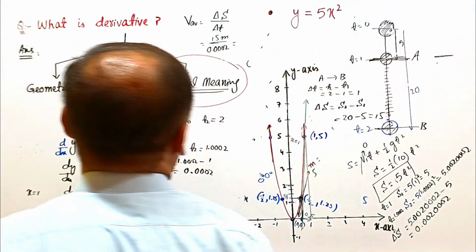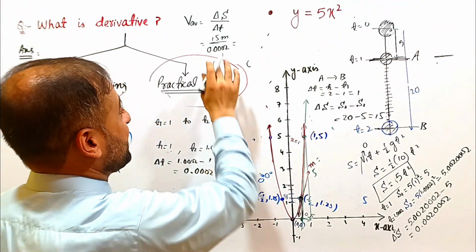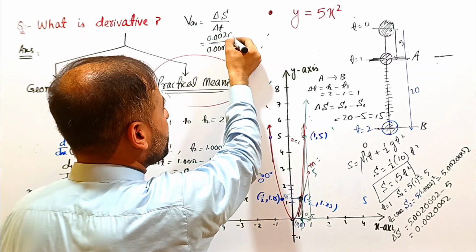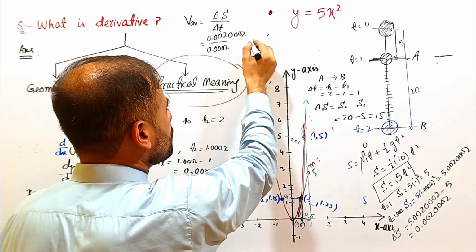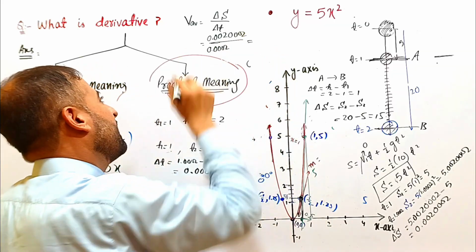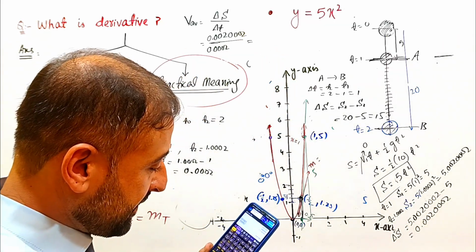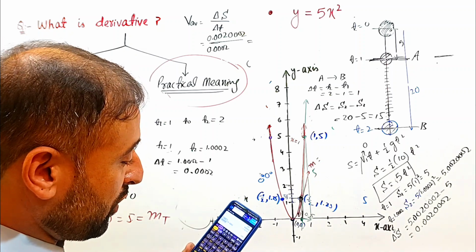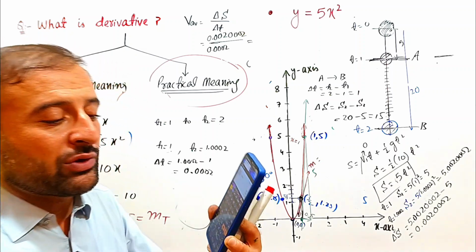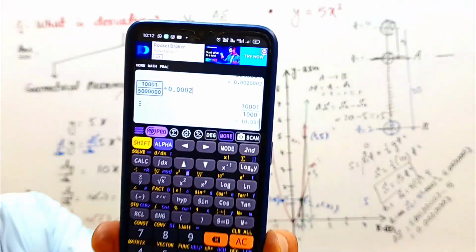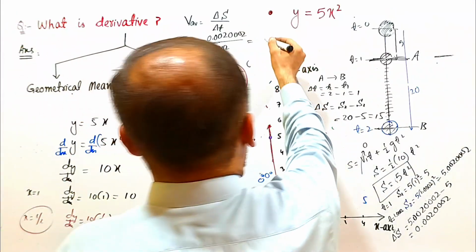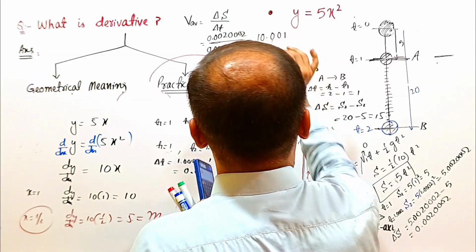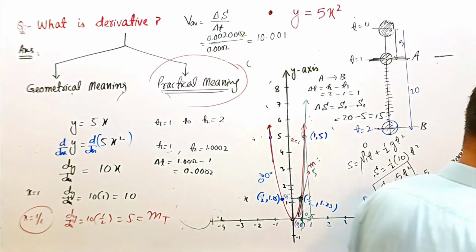When the time is 0.0002, it is 0.002002. Right, students? Okay. Now you divide it, minus 5. You divide this by 0.0002. You got this number, students, 10.001. Almost 10. Almost 10.